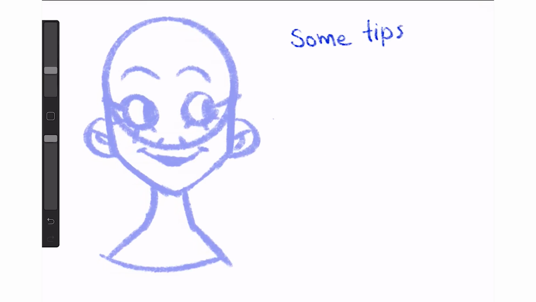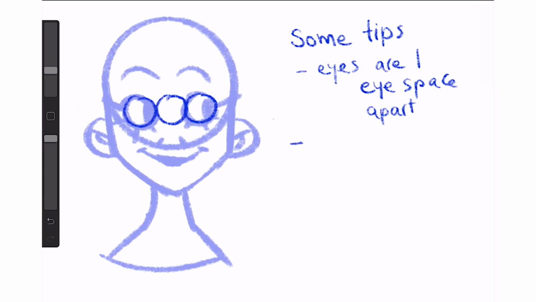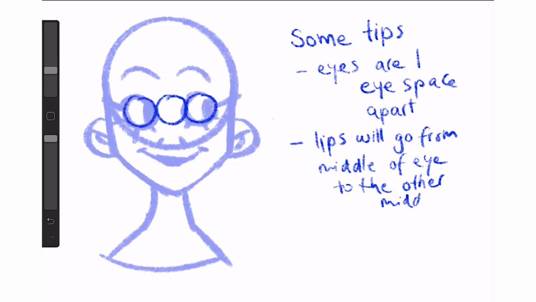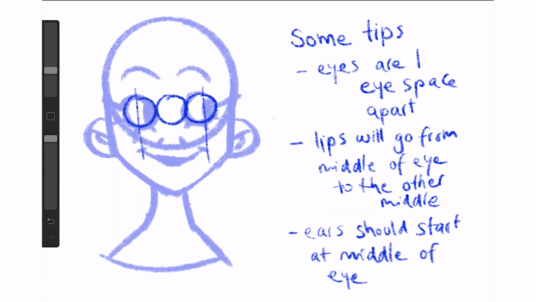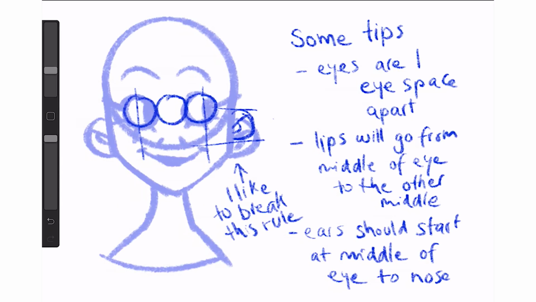Quick face tips. For eyes, there should be one eye space in between the two eyes. When you draw lips, they shouldn't go wider than the distance between the two pupils. And ears should start in the middle of your eye and end at the bottom of your nose. I don't follow that rule, but again, you can break these rules, but it helps to know these rules as well.